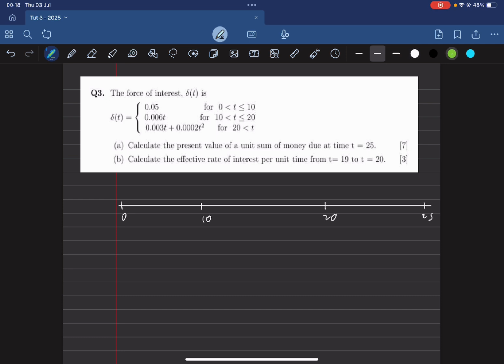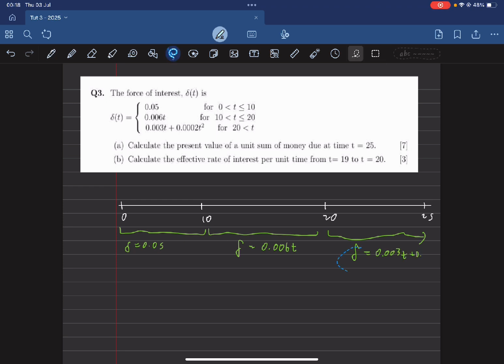Okay, so over this period, we can see that delta is equal to 0.05. Over this period, we can see that delta is equal to 0.006t. And then from there onwards, we can see that delta is equal to 0.003t plus... Let me just move this along to give me a bit more space.